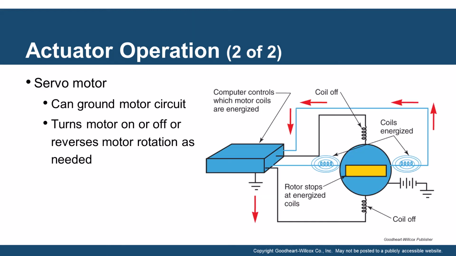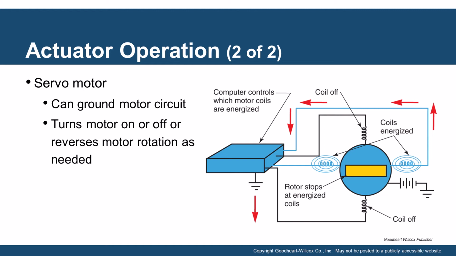Lastly, we have what they call servo motors, and these can ground the motor control circuit itself. They turn the motor on or off and reverse the motor operation. This actually can have many different steps in it, hence the name stepper motor, as it is sometimes referred to. But what happens is, as we actuate something, the north and south poles cause this to rotate and lock into one position or the other.